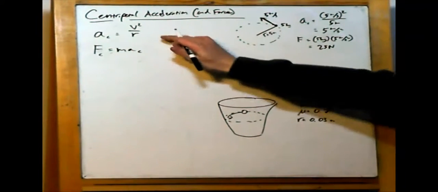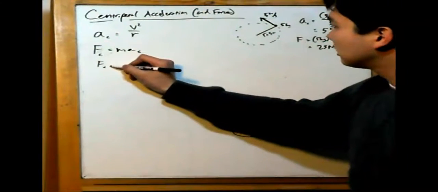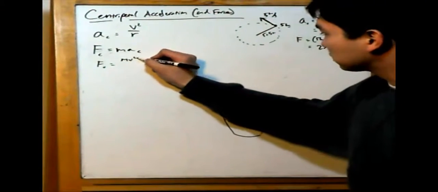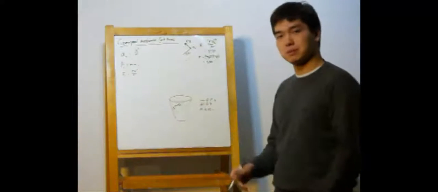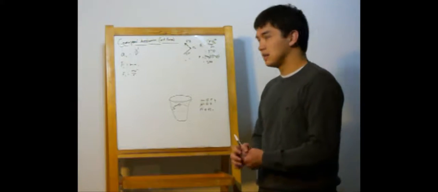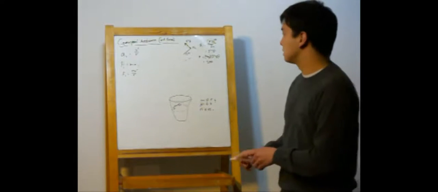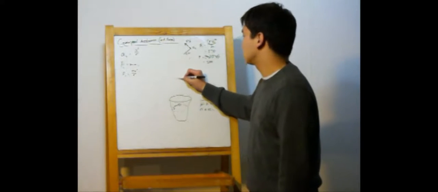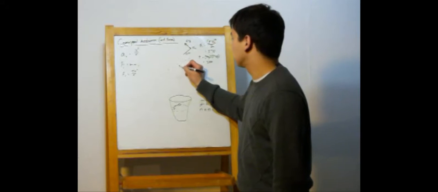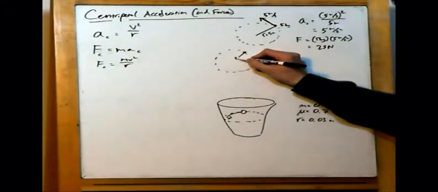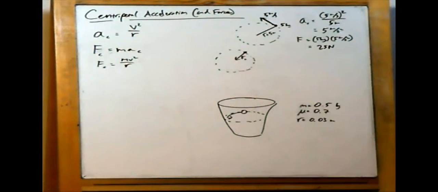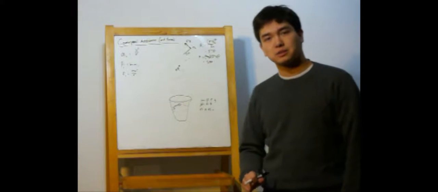Alternatively, we can substitute in this v squared over r to find that our centripetal force is mv squared over r. And that would have been faster if we'd only wanted to know force, instead of first calculating out our centripetal acceleration. One final note about centripetal force. If you have an object that is traveling around in a circle, so it has centripetal force, that force will always point towards the center of the circle. Okay, with that in mind, let's do an actual problem.